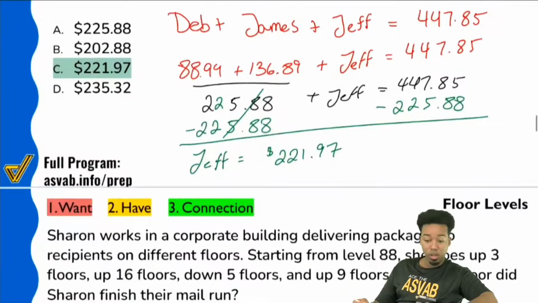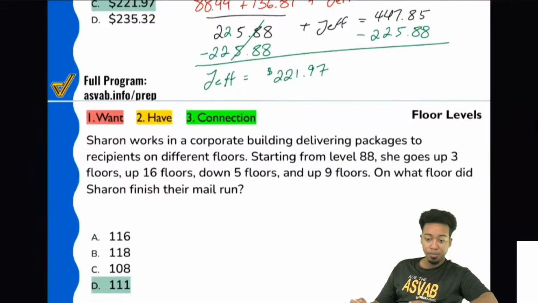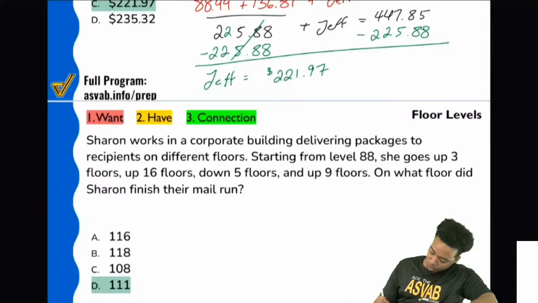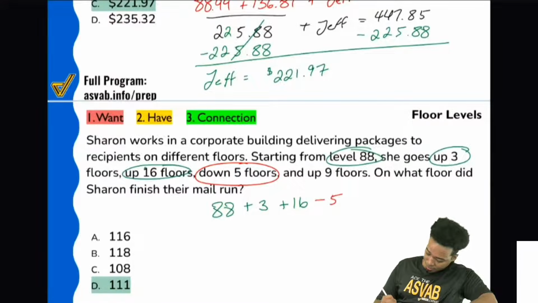And then for the floor levels question, I'll leave that still in view. For the floor levels question, what we have here, my party people, is we just started off from level 88. Up 3 means add 3. Up 16 means add 16. Down 5 means minus 5. And then up 9 means add 9.